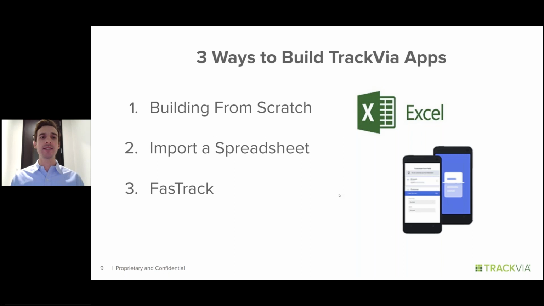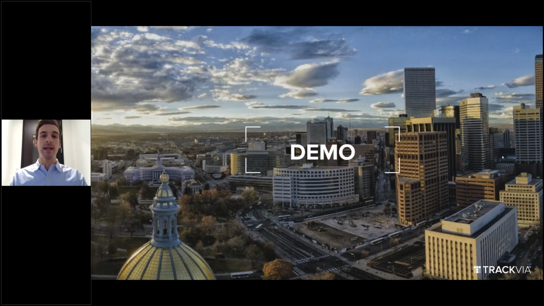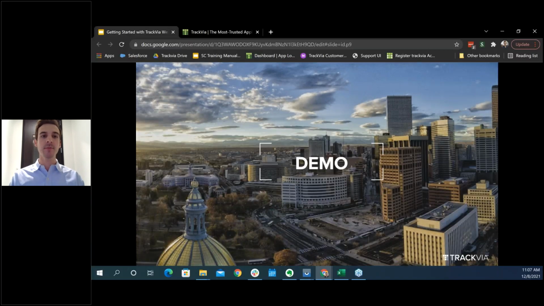So what we'll be touching on today is 3 ways to build a TrackVia app. So we have the opportunity to build from scratch. We have the ability to import pre-existing data and spreadsheets. I will also be going over that. And then we will be starting out our application using our new product feature, Fast Track. So with that, I will go ahead and jump into the demo.